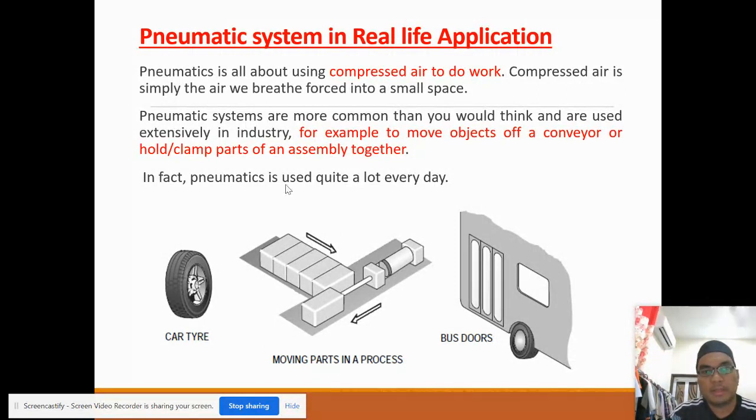In fact, pneumatics is used quite a lot every day. When you drive a car, you need to pump your tire, everything uses a pneumatic system. And also when you ride a bus, the system of the doors uses pneumatics. There's some kind of compressed air that you hear when you want to open the door of the bus.